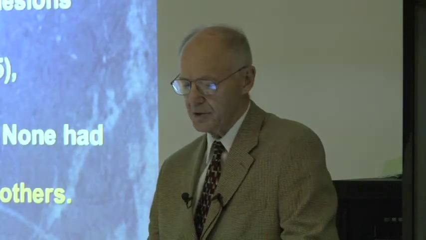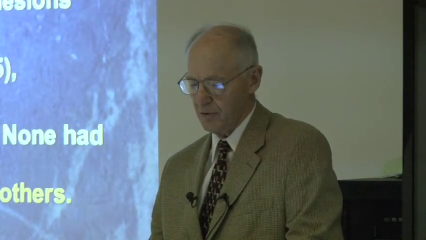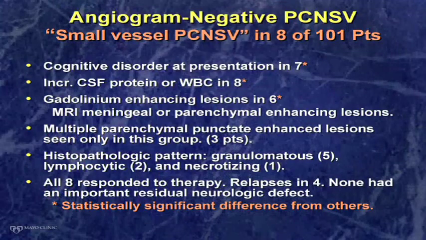What about the angiogram negative biopsy positive group? That's probably also small vessel vasculitis. Again, cognitive disorder. There's some overlap with these and the meningeal enhancement, but not completely. CNS protein was increased. There were enhancing lesions in 6. Now 2 of those were meningeal, but the other 4 were parenchymal. So there wasn't really a complete unanimity with the other group.